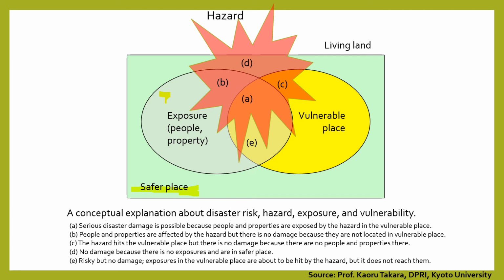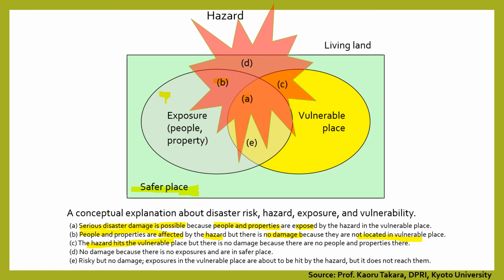So for area A, serious disaster damage is possible because people and properties are exposed, and it's in a vulnerable place, so A is the most serious. And then B, people and properties are affected by hazard, but there is no damage because they are not located in a vulnerable place. And then C, the hazard hits the vulnerable place, but there is no damage, because there are no people and properties there.